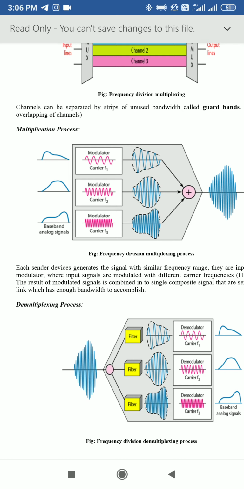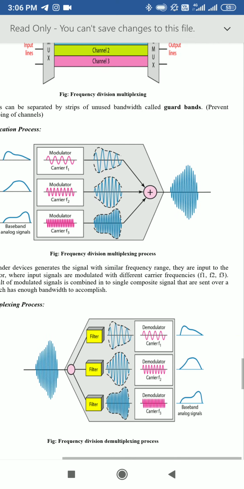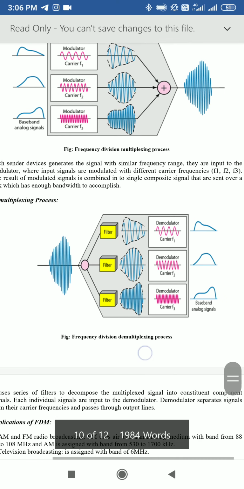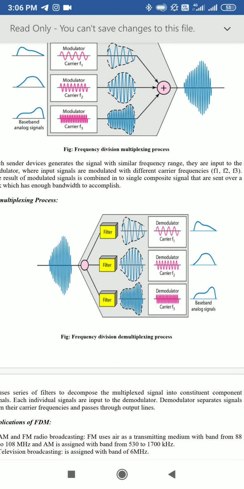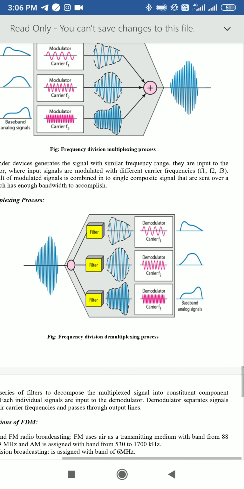Then those are input to the multiplexer, where it combines all the different carrier frequencies. The combined signal is transmitted over the transmission medium. Here we have the demultiplexing process. In the demultiplexing process, we are going to use filters, where the combined signal is input to the various filters. What will the filters do? They will decompose the combined signal into different components. Those are again input to the demodulators, where the demodulator separates the signal from its carrier frequency. Hence we can re-obtain the original analog signals.